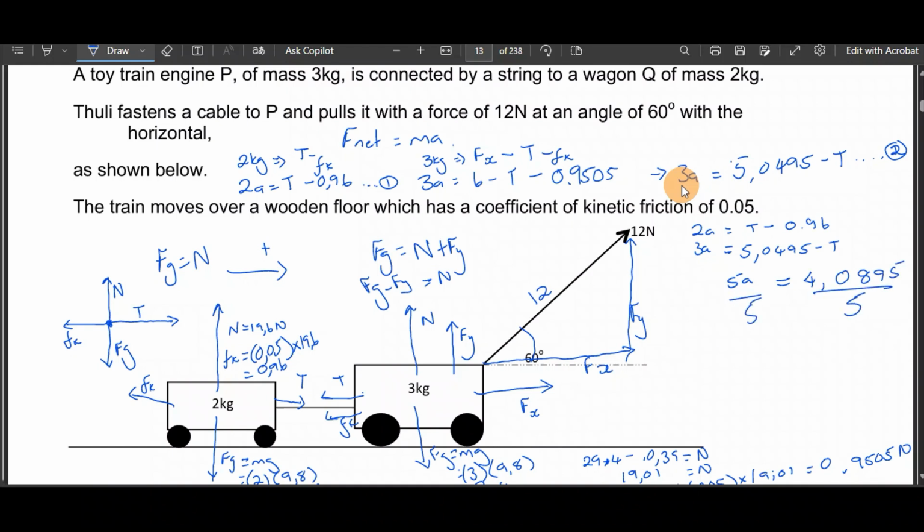My acceleration now will be equal to 0.8179 meters per second squared, and this is how we get acceleration.